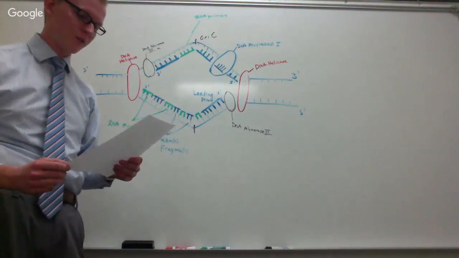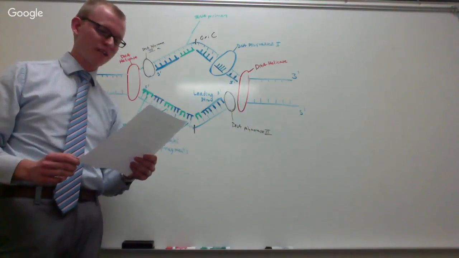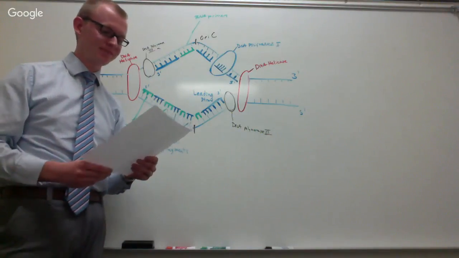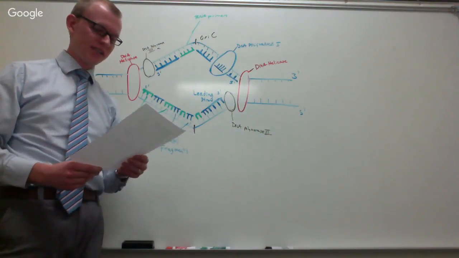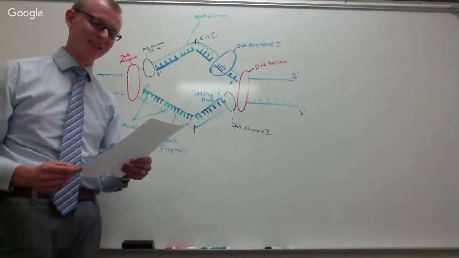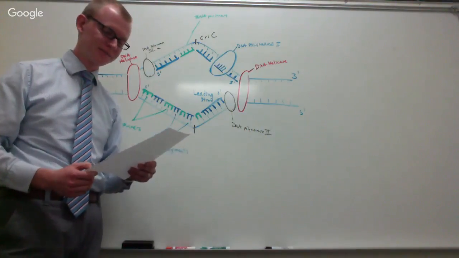Question B asks which protein promotes the separation of AT-rich sequences within the ORI C. That would be DnaA. Question C says this subunit of DNA polymerase 3 contains proofreading activity. That would be the epsilon subunit of DNA polymerase 3.